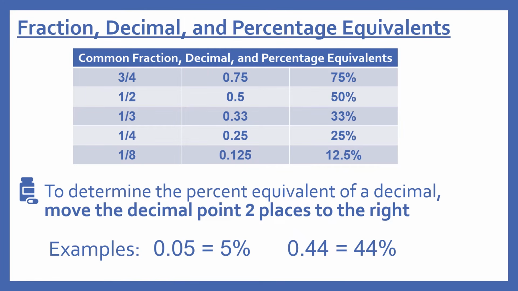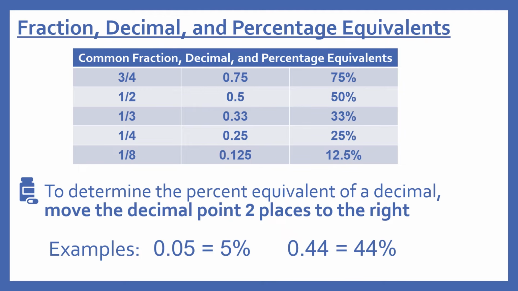So I have our chart once again with the common fractions and decimals, and I've added the percentage equivalents on here as well. So we'll just go over those quickly again. 3/4 equals 0.75, which is 75%. 1/2 equals 0.5, which is 50%. 1/3 is 0.33, which is 33%. 1/4 is 0.25, which is 25%. And 1/8 is 0.125, which is 12.5%. So you can see the similarity between the decimal and percentage equivalents. So you can see that's easily converted.